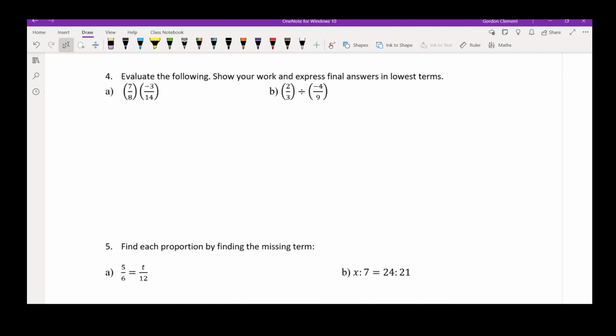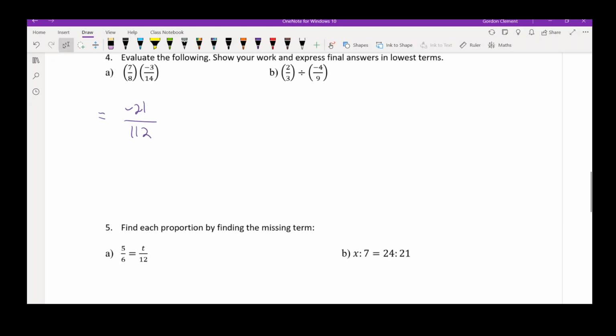One multiplying example, so there's no sign between, so we know we're supposed to multiply. Multiplying is the nice rule where you do top times top. So negative 3 times 7 is negative 21, and then bottom times bottom, 8 times 14 is 112. And then you try and find a number that goes into both if you're trying to reduce it.